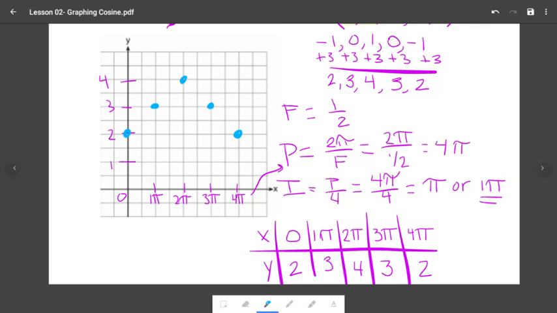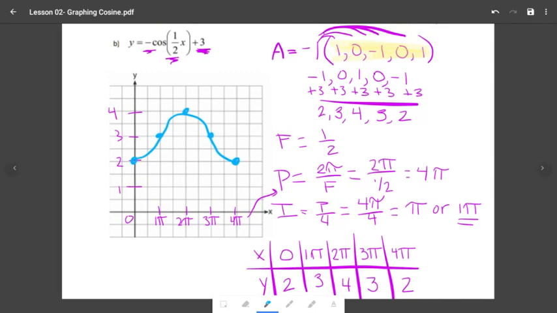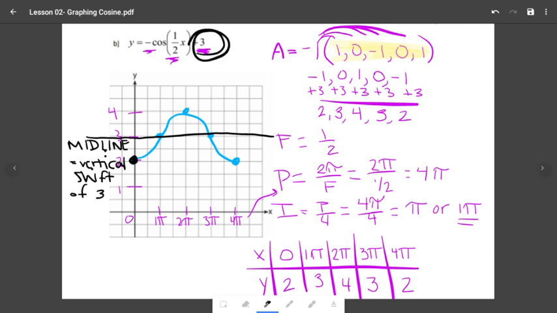Again, no straight lines. Connect with a curve. And there's your cosine graph. If I asked you for the midline, here would be my midline. Again, remember cosine does not start on the midline, so it's starting off of it. And remember your midline is equal to your vertical shift. So our vertical shift was +3, so that's our midline.